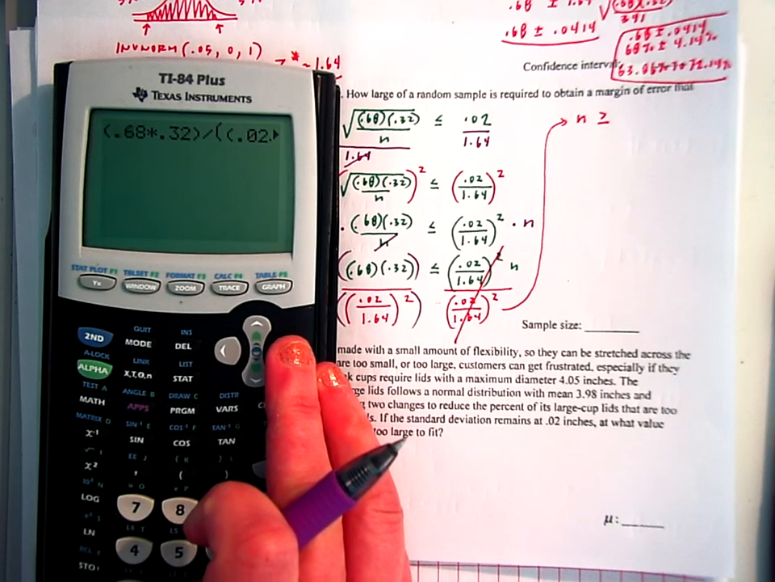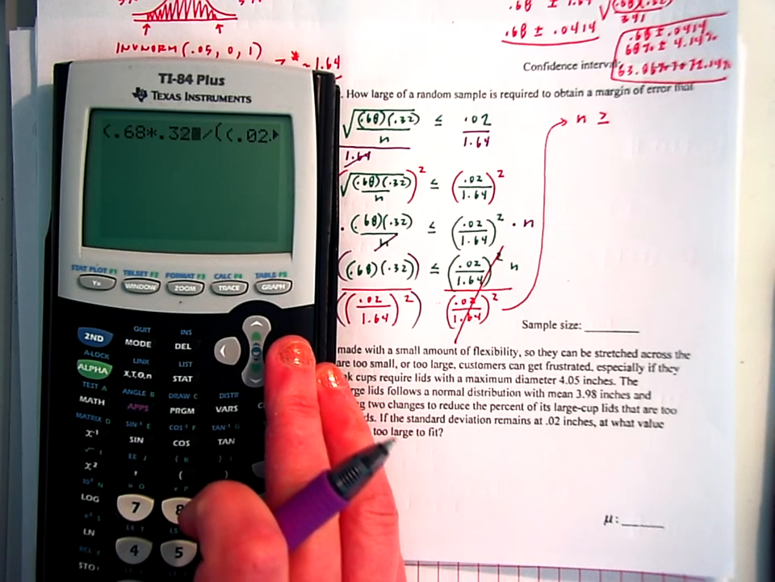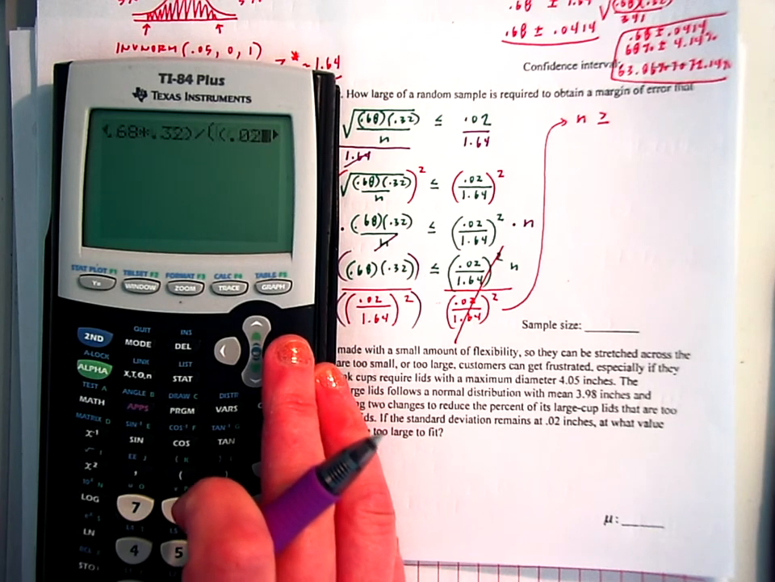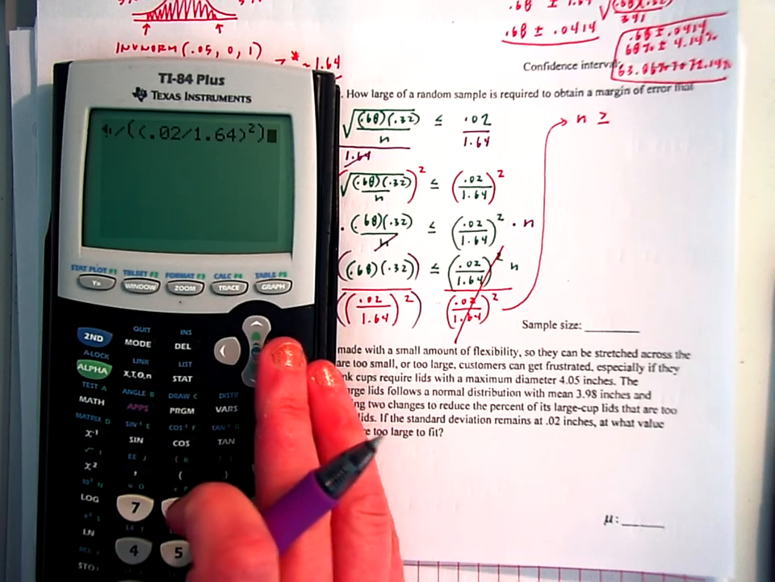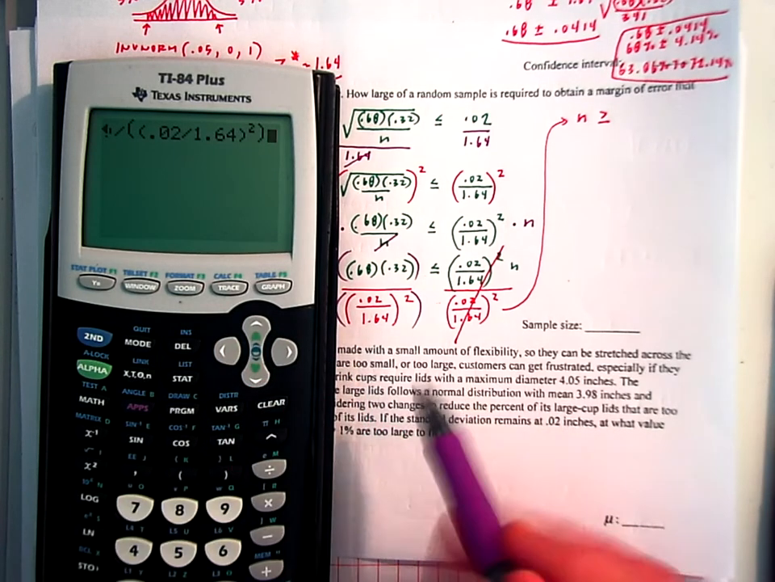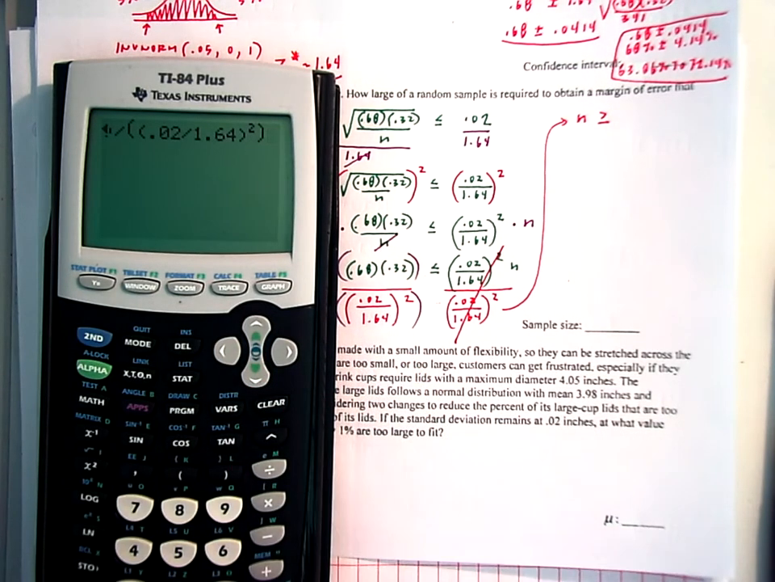Let me go back. So my numerator in parentheses, right? I see the product of 0.68 and 0.32. And then I'm dividing by the package that's on the bottom, right? So this is what it looks like for what I have typed in. Again, I have this extra layer of parentheses right there. So I hit enter, and this is the number that comes out.